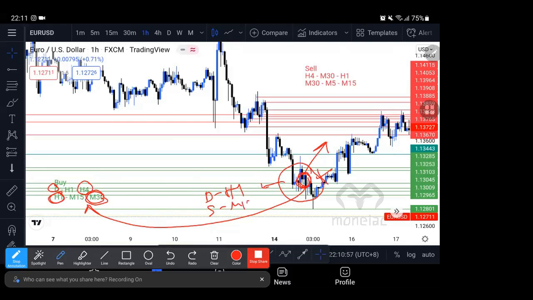Setup di M15, kita punya bias di M30. Dan kita jangan lupa lah dekat sini pun ada structure cell. So kita view benda yang sama lah. Dan kita tengok, okay let's say lah kita nak hold kita punya buy. Kita punya buy, kita kena ada M30 breakout. Kita tengok cell, apa breakout yang dia bagi.